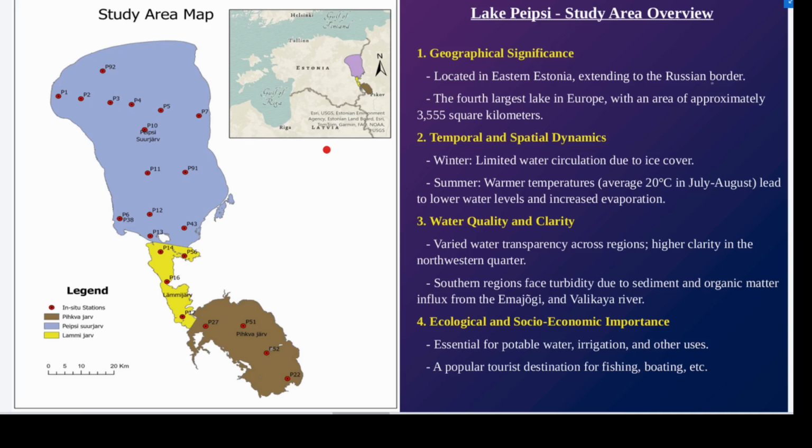And if we analyze the general overview of Lake Peipsi, in winter there is limited water circulation in Lake Peipsi due to ice cover, and in summertime the water temperature is approximately 20 degrees Celsius, and water quality varies across Lake Peipsi.